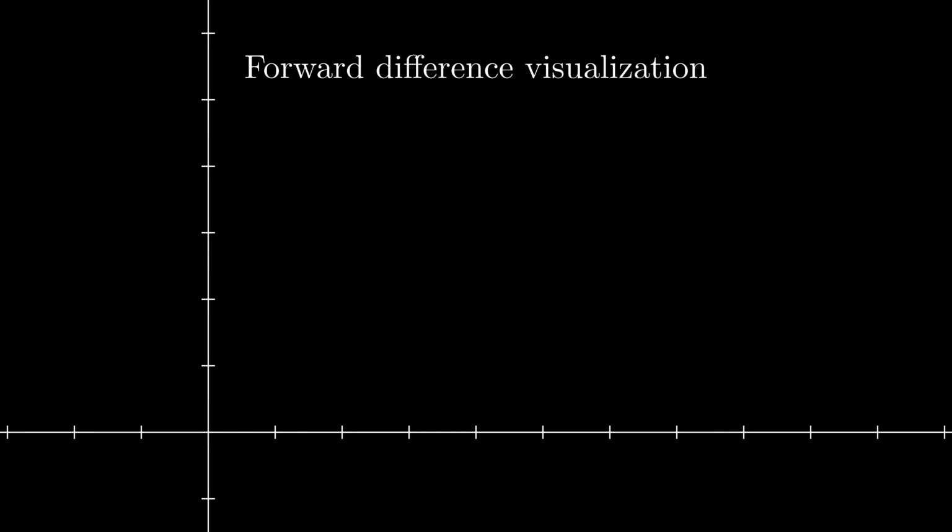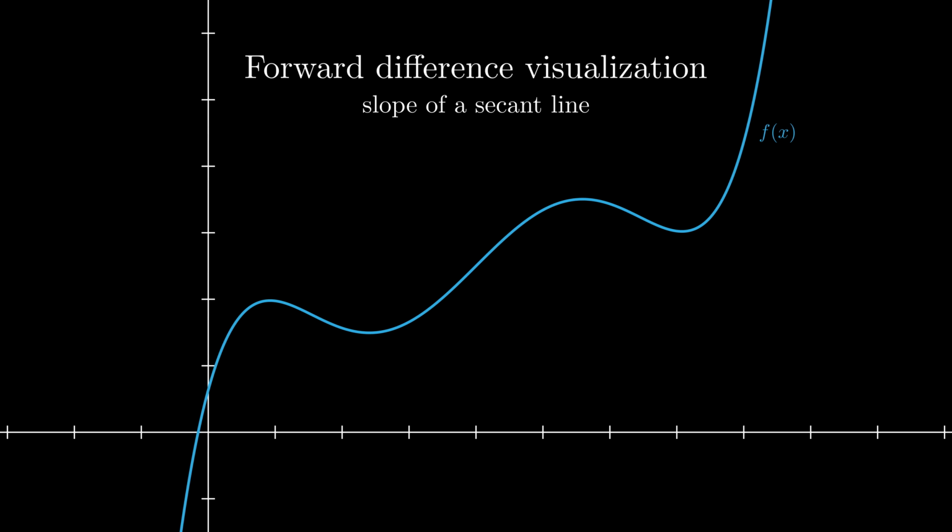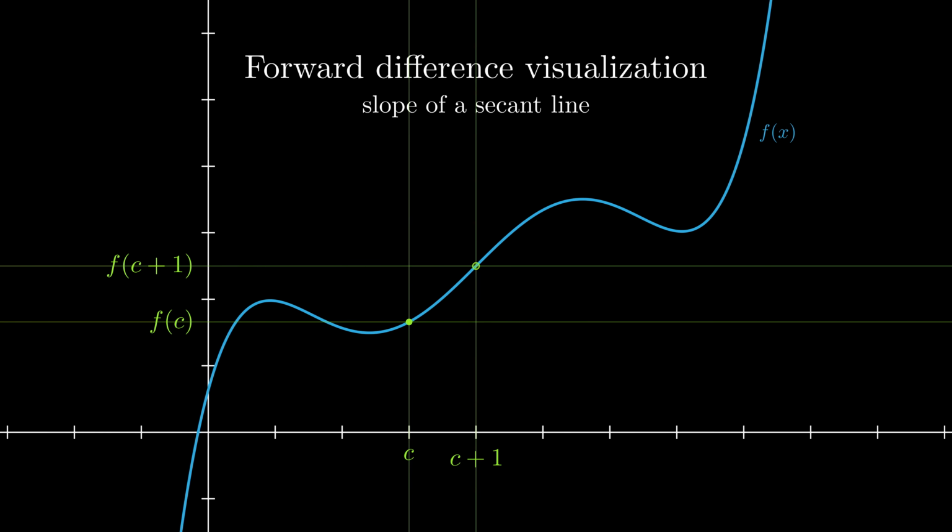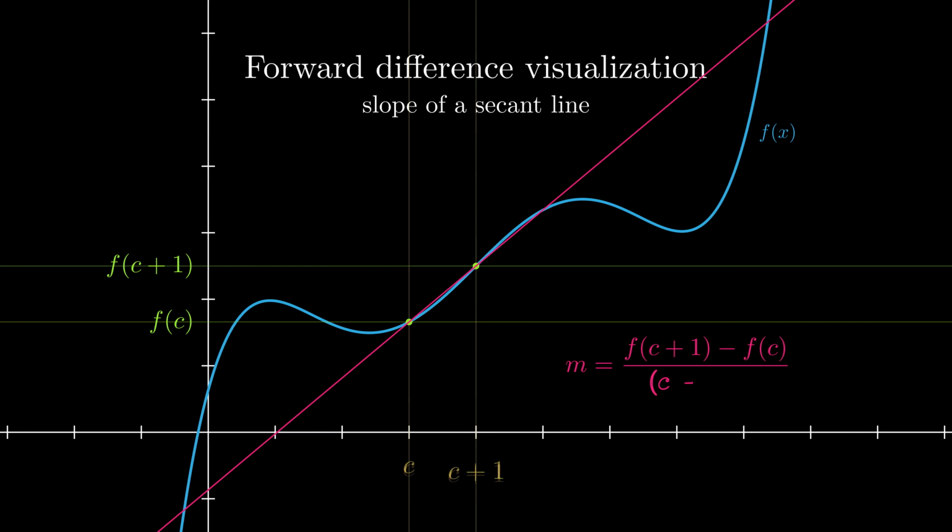Another way to understand forward differences from a calculus perspective is to think about the forward difference as the slope of a secant line. Suppose this is a graph of our f of x. Let x be this constant c. This means f of c is the height here, and f of c plus 1 would be this height here. If we draw a line between these 2 points and try to find the slope, we get the forward difference.